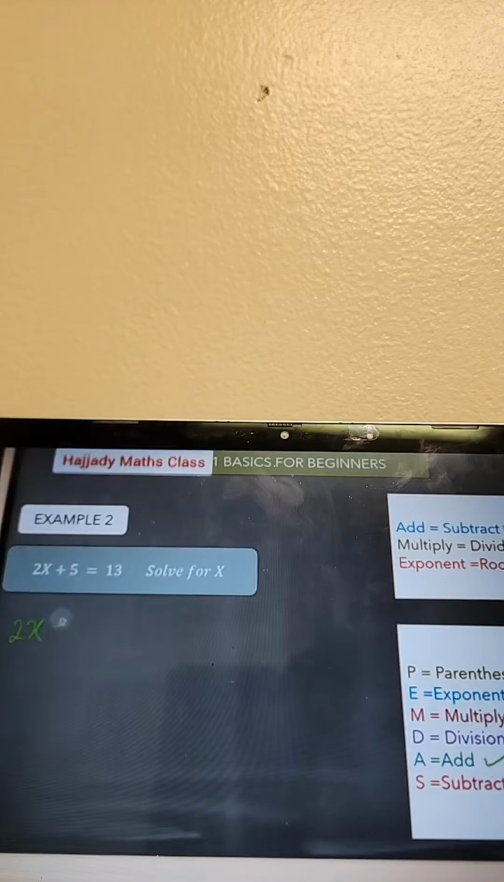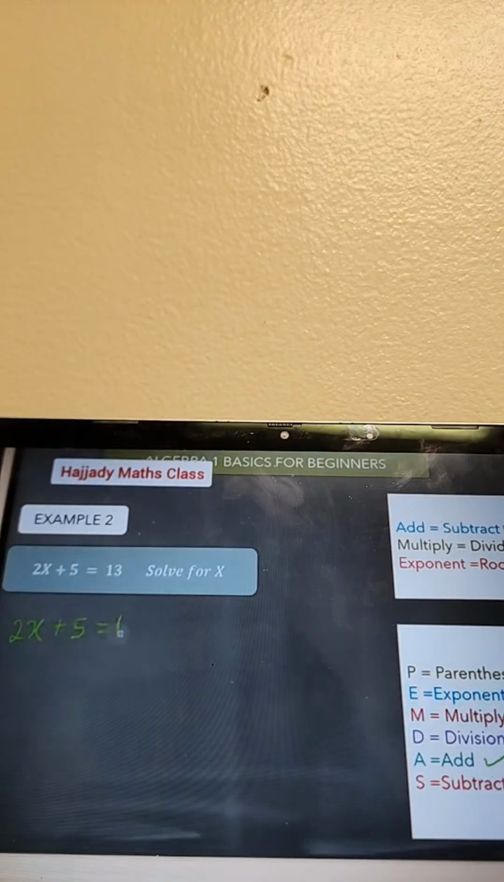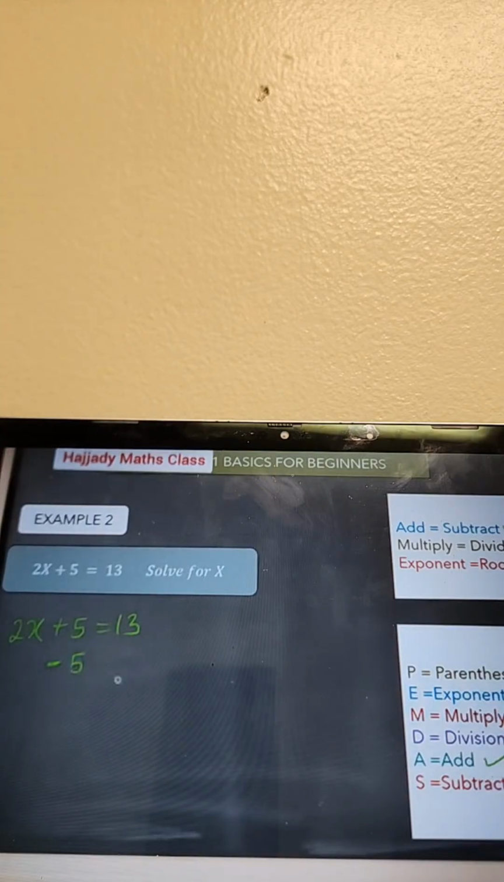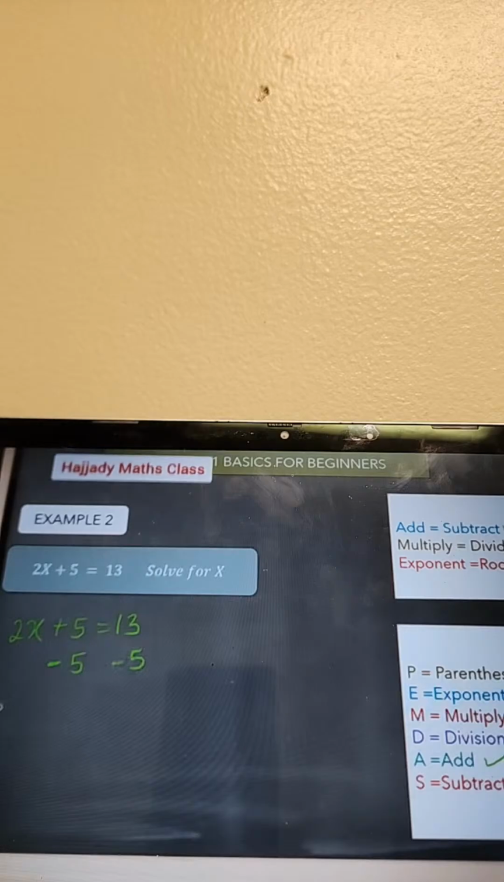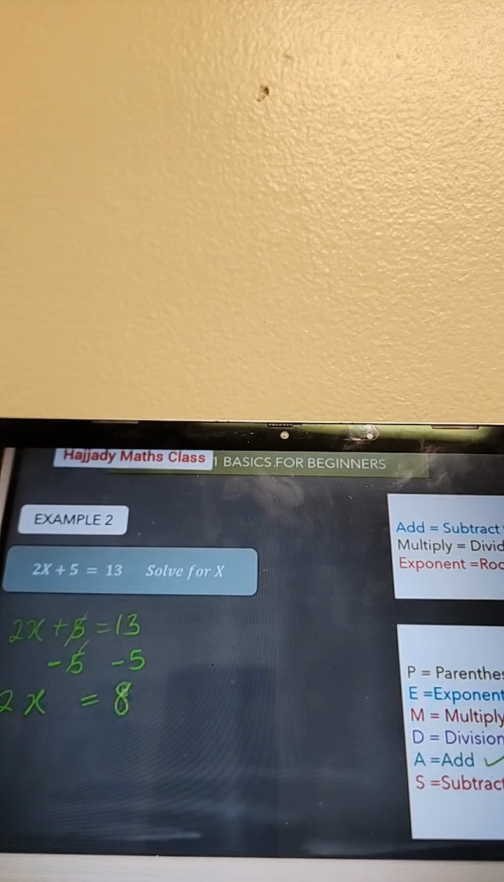And here we have 2x plus 5 equals 13. Now, we have addition. If you introduce the inverse, we have negative 5. Here we have negative 5 on both sides. And here we have 2x, the 5 minus 5 cancelled out. 13 minus 5 gives 8. Now, we are done with the first operator. Now, let's apply the second operator.